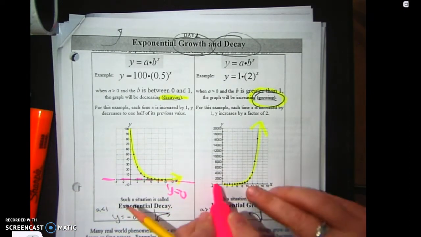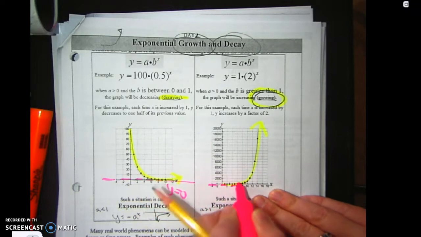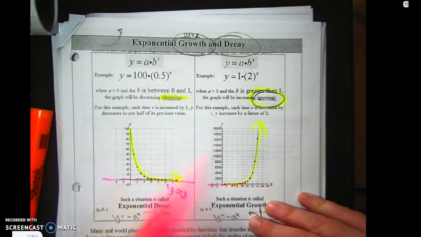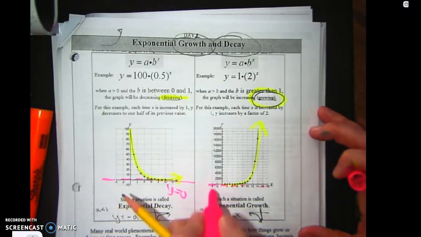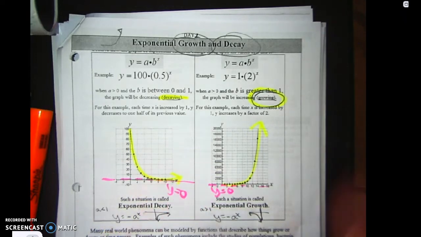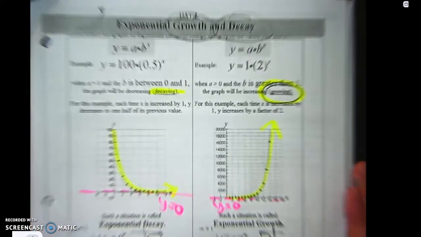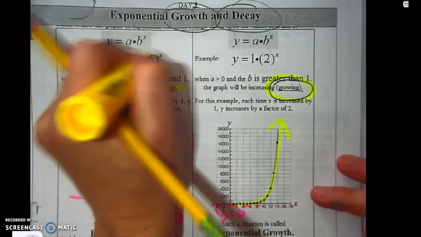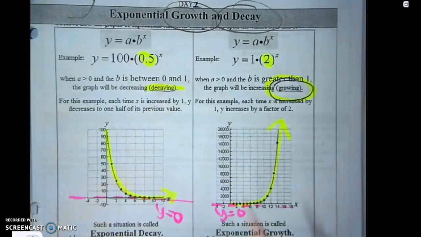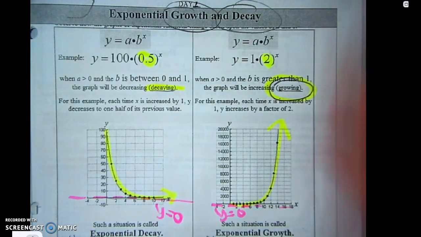So this would be an asymptote of y equals 0. Okay? This is technically an asymptote as well. If you start off with $0, you can't grow it. But if you even have a penny, you have the possibility of growth. Okay? So the thing that I really want you to focus on is the difference between this and this. And this is the part that is the most confusing to people.